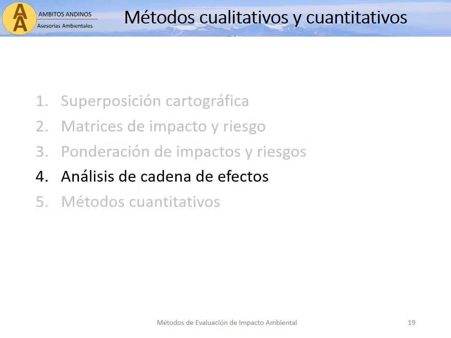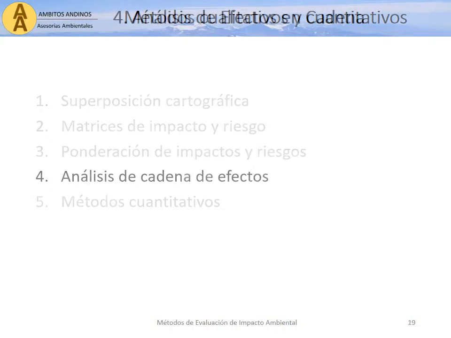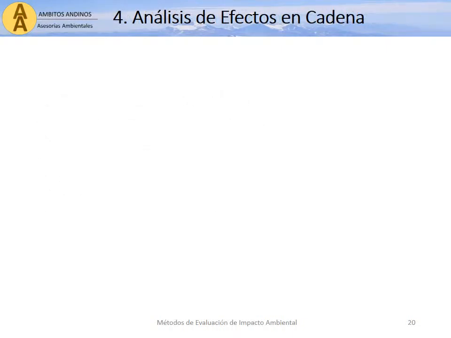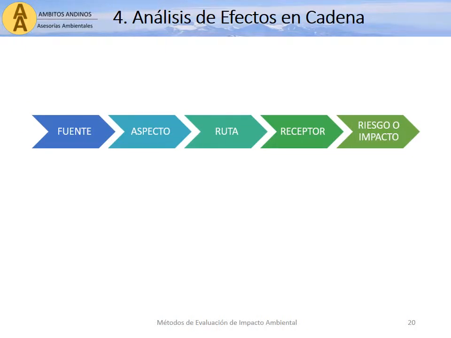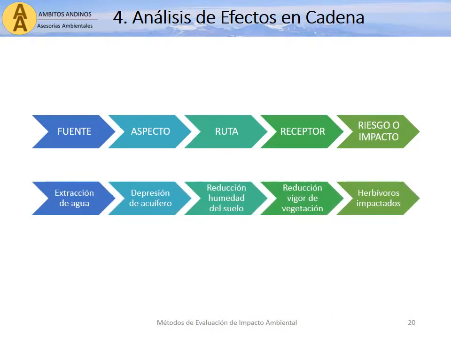Analysis of cause and effect, or chain of effects. One of these more rigorous evaluation methods considers the chain of cause and effect. This considers that any impact or risk follows a chain of cause and effect from the source to the receiving body. An example of this is the effect of aquifer drawdown on wetlands.